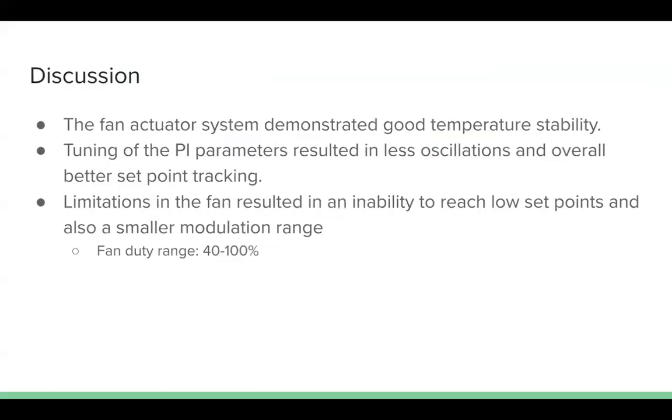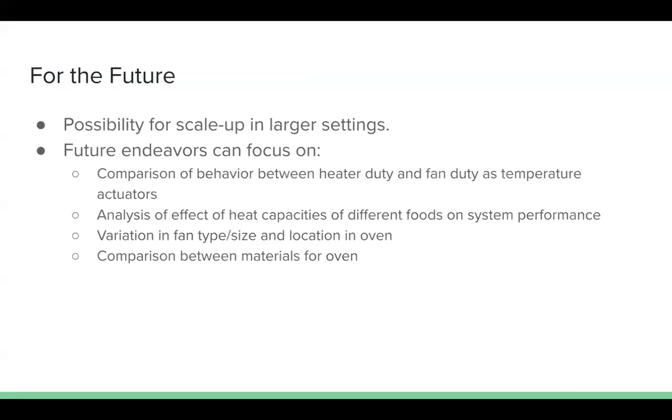So in this lab, or in this project, our fan actuator system demonstrated fairly good temperature stability. The tuning of the PID parameters resulted in less oscillation overall, and overall better set point tracking. A couple of the limitations that we found in this project were that our fan couldn't run with less than 40% of the capacity being supplied to it. So that was something that we could possibly show in future endeavors, as well as different types of fans and different types of materials.